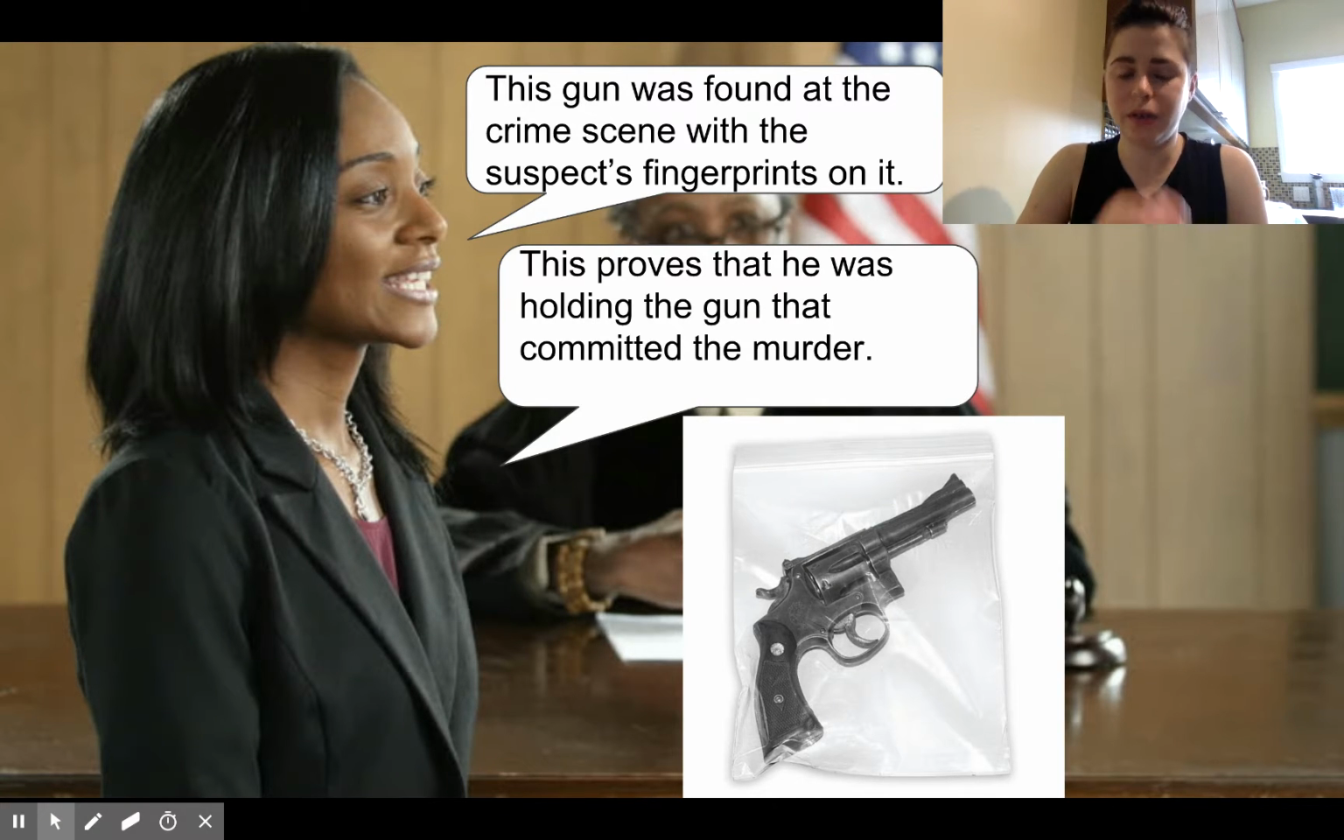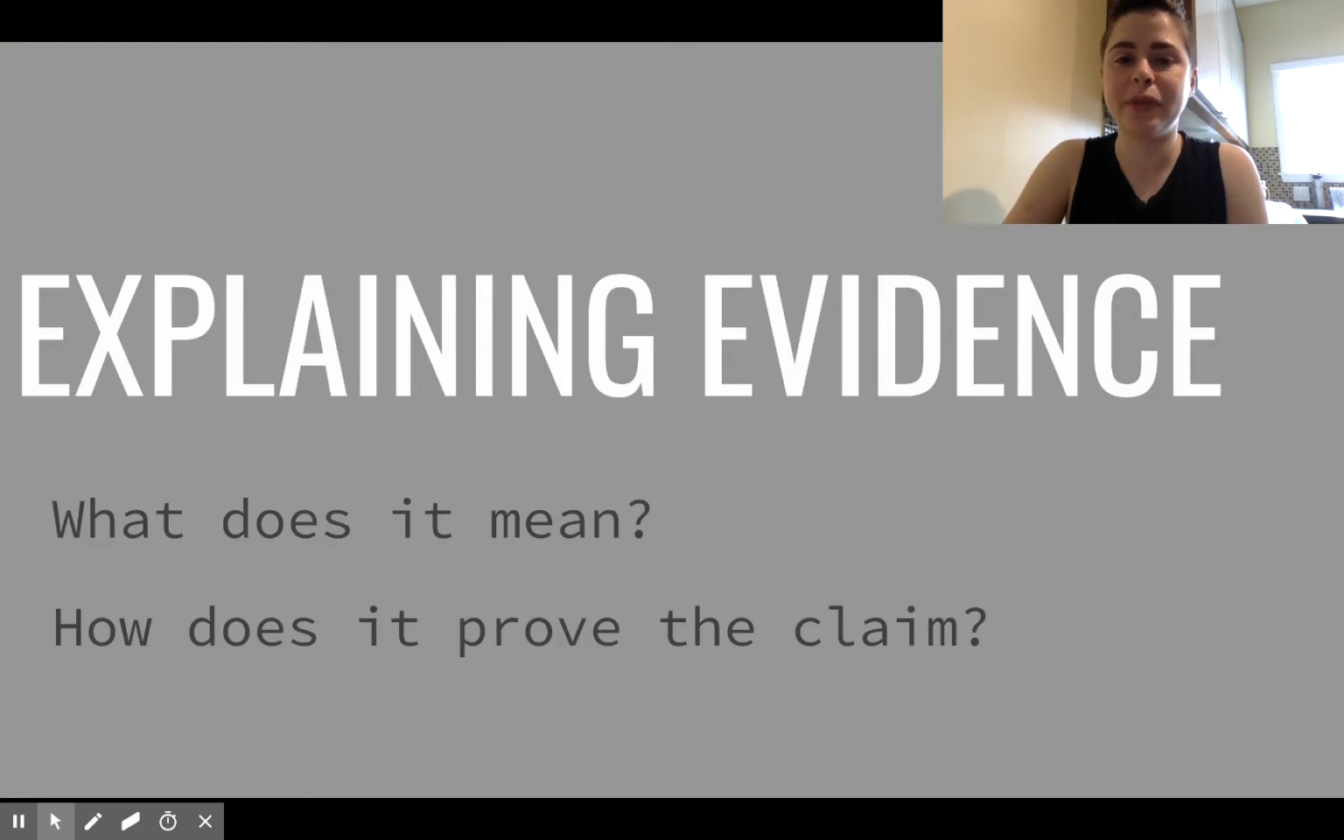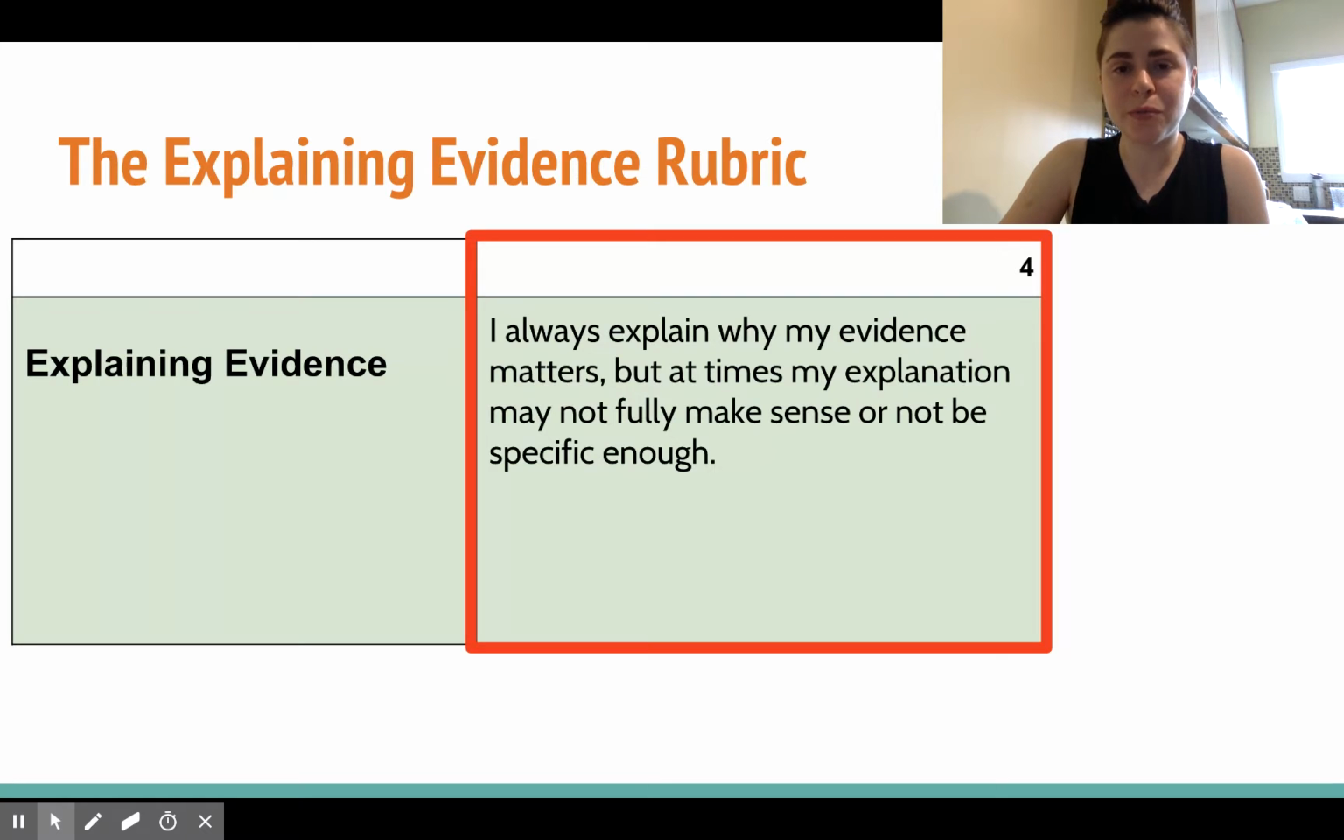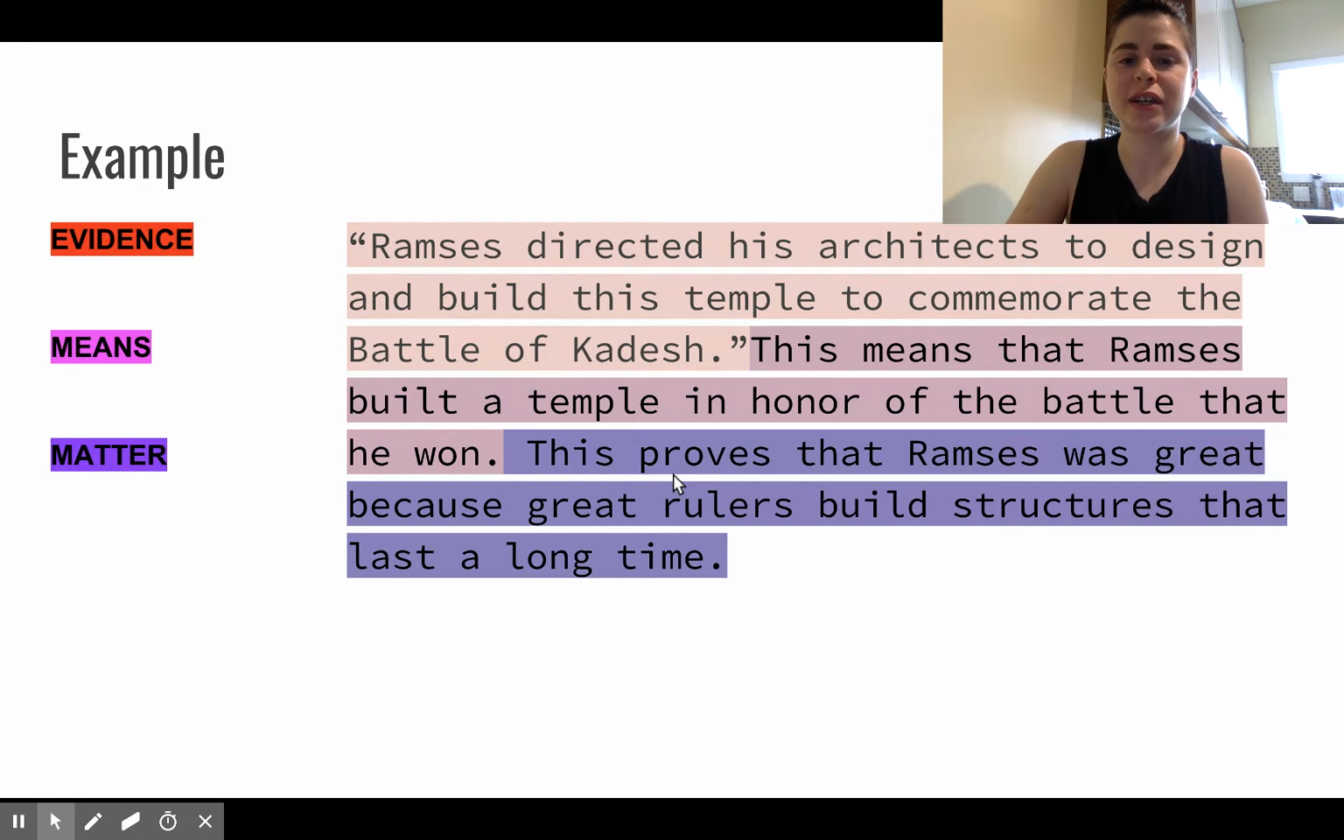So when you are making a claim, then you want to explain your evidence. What does it mean? How does it prove your claim? So the rubric for explaining evidence says that to get a 4, you need to always explain why your evidence matters. Even if your evidence does not fully make sense or is not specific enough, you always need to explain why it matters, how it proves the claim. So let's look at an example.